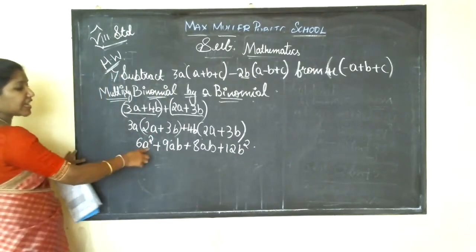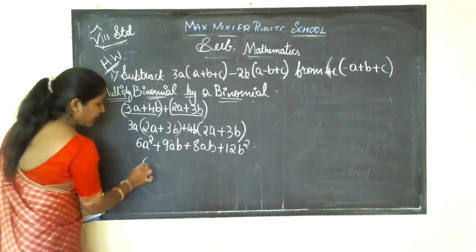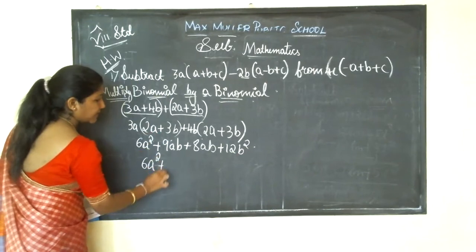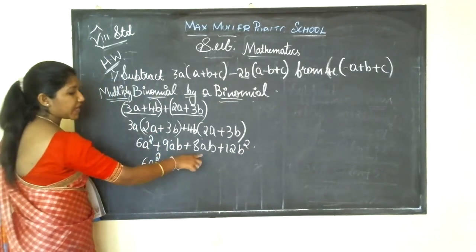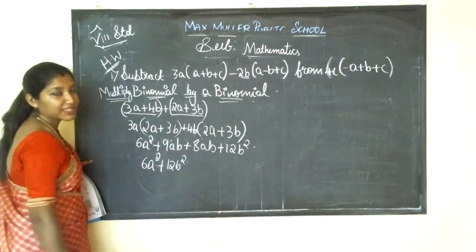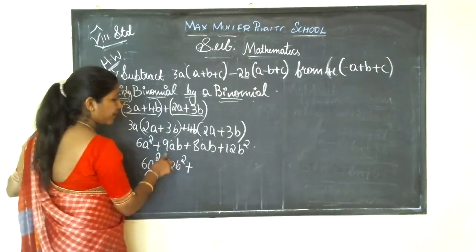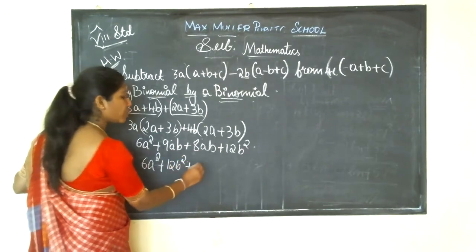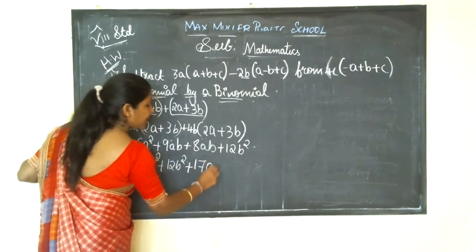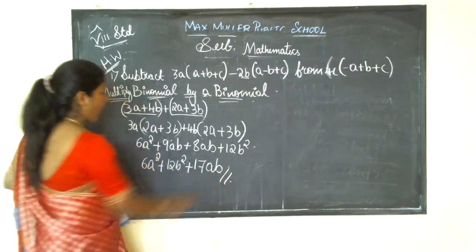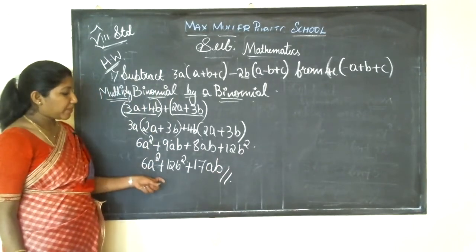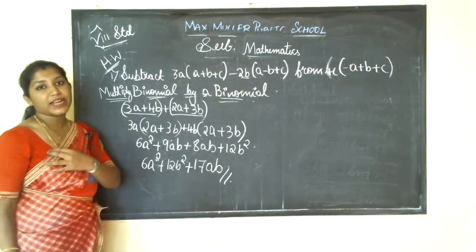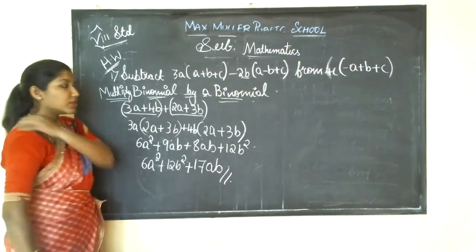Understood? 6a square. Now write 6a square plus 12b square. Okay. Now ab, here both are having positive signs, so you have to add the thing. 9 plus 8, 17ab. I hope you all understood how to do this thing. 6a square plus 12b square plus 17ab. Understood how to do this problem?